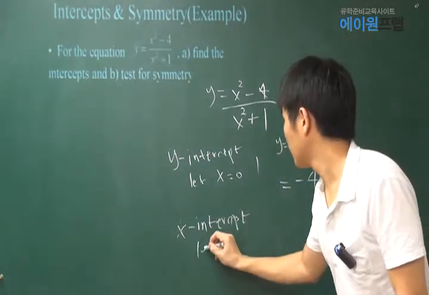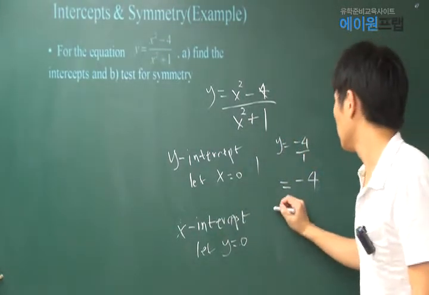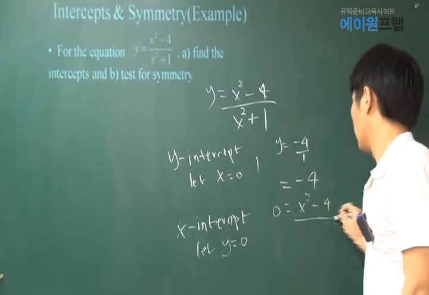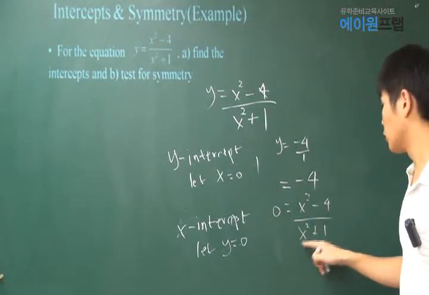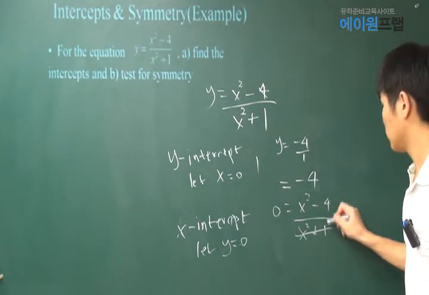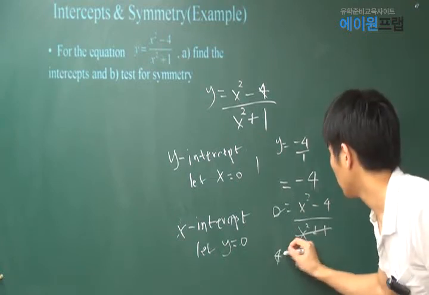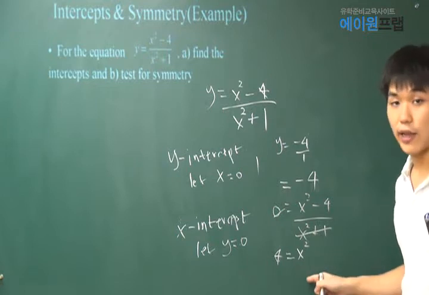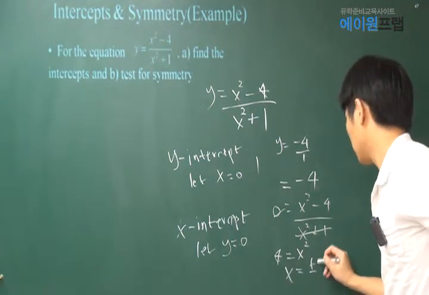We let y equal 0. So in this case, we let 0 equal x squared minus 4 over x squared plus 1. We can multiply x squared plus 1 on both sides to get rid of it. So we cross multiply, and we end up with 4 equals x squared. So the values of x that satisfy x squared equals 4 are x equals plus or minus 2.